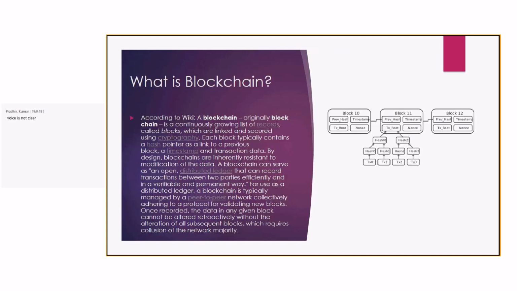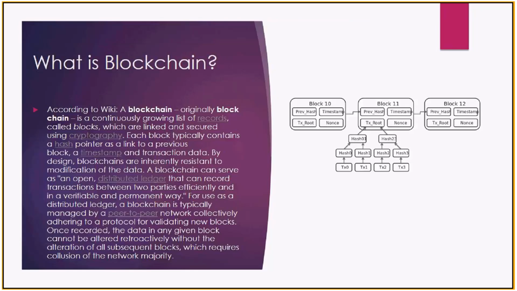According to Wikipedia, a blockchain is a continuously growing list of records called blocks, which are linked and secured using cryptography. Each block typically contains a hash pointer as a link to the previous block, a timestamp, and transaction data. By design, blockchains are inherently resistant to modification of data. A blockchain can serve as an open, distributed ledger that can record transactions between two parties efficiently and in a verifiable and permanent way. For a distributed ledger, a blockchain is typically managed by a peer-to-peer network, collectively adhering to a protocol for validating new blocks. Once recorded, the data in any given block cannot be altered.